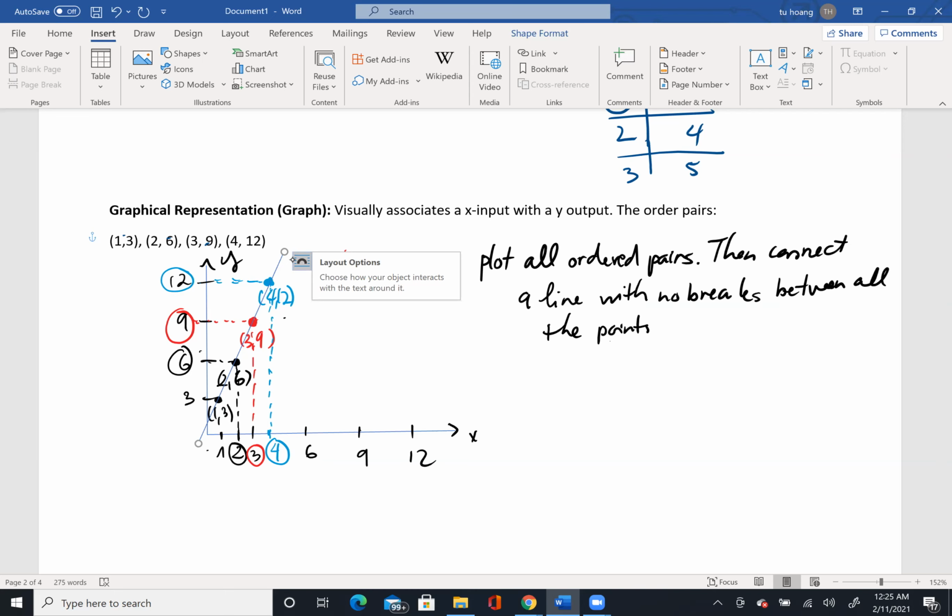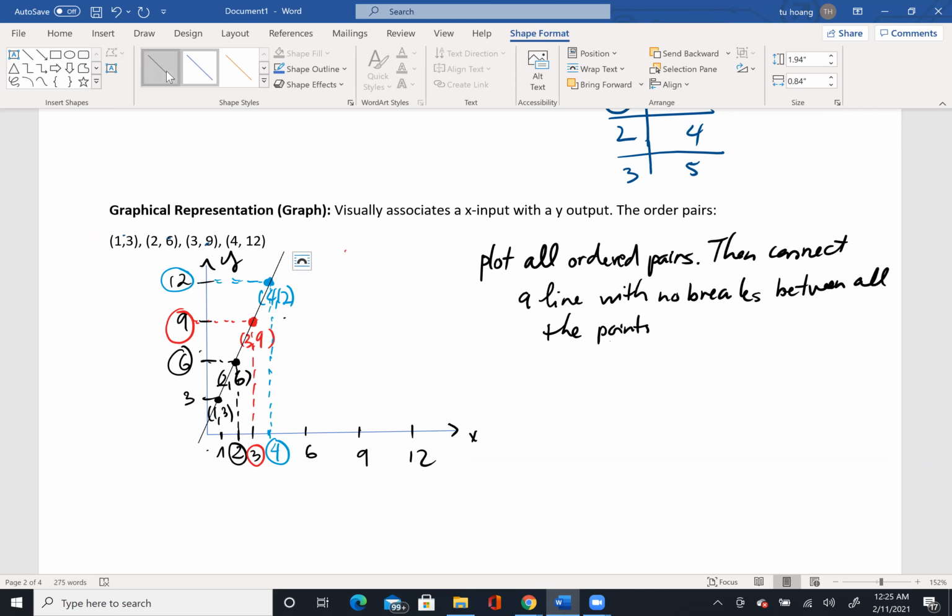How can I make it bigger? Let me see. Make it bigger.